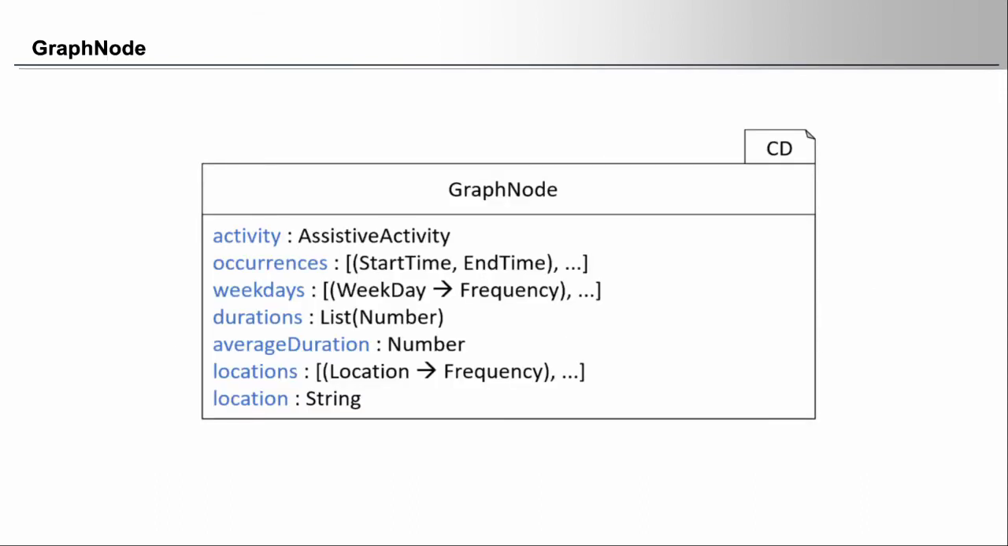We also store information from the dataset in the graph nodes. The data parameters for each node are the activity that the node represents, a list of the occurrences of the activity containing the start and end times for each occurrence, a list of how frequently the activity occurred on each weekday, and a list of durations that is used to calculate the average duration for the activity. We also store a list of how frequently the activity occurred on each household location and use this information to determine the location of the activity as the location with the highest frequency.